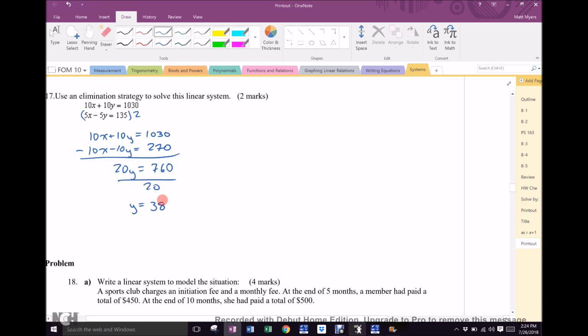Once y is 38, I can go back up to anywhere. 10x plus 10 times 38 equals 1030. 10x plus 380 equals 1,030. 10x equals 650, x equals 65, 65 and 38.